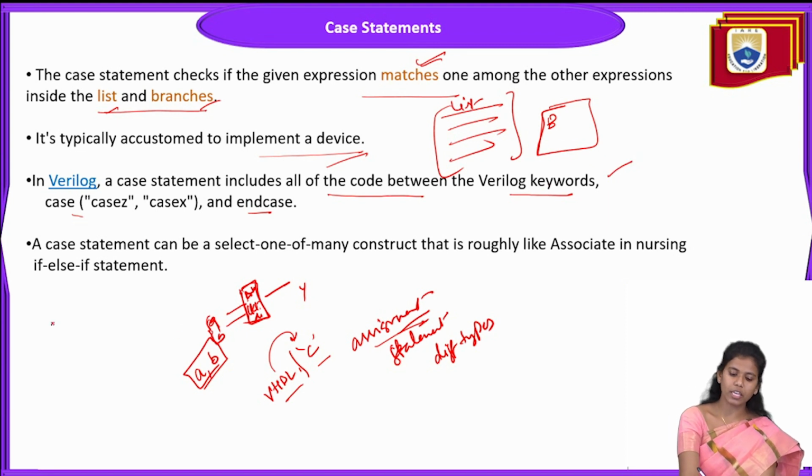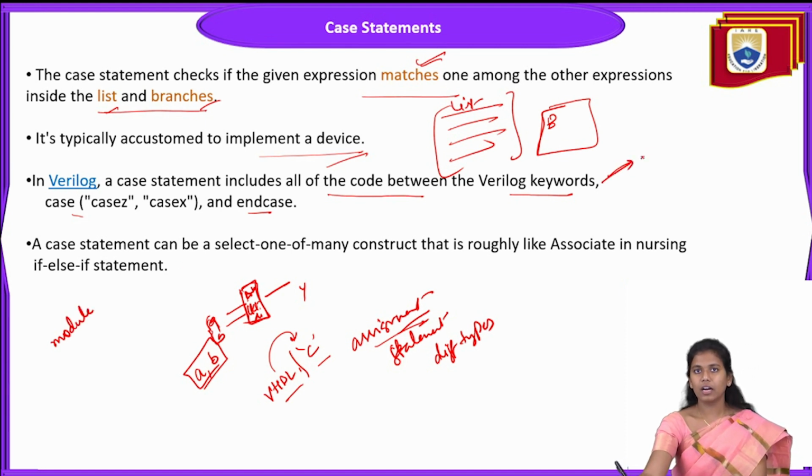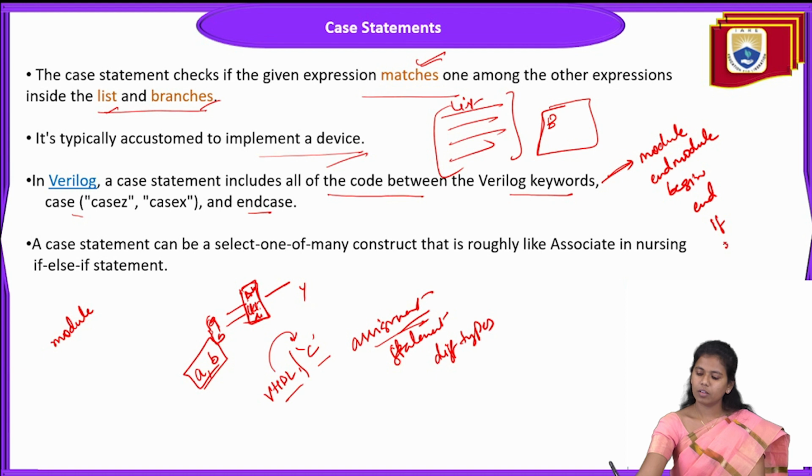That means Verilog keywords. One of the keywords is module. When it comes to keywords, we have discussed different types: module, end module, begin, end, if, and else. These are the keywords that we discussed in module 1.